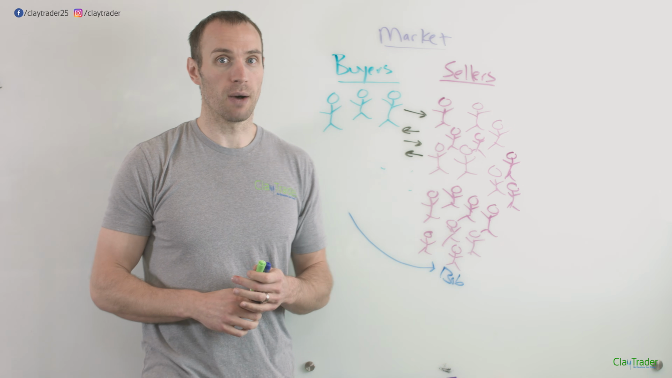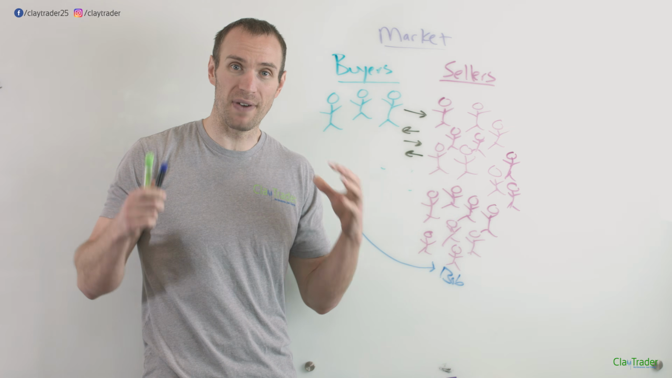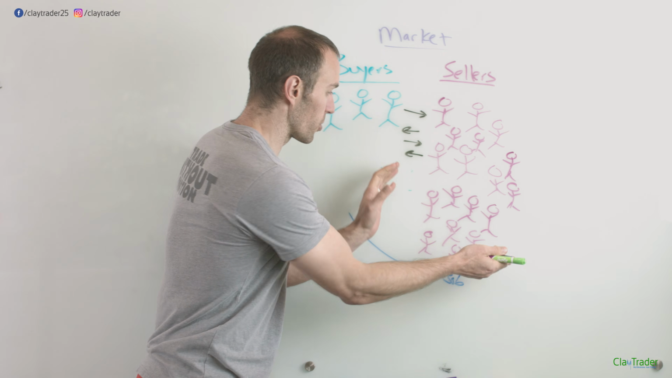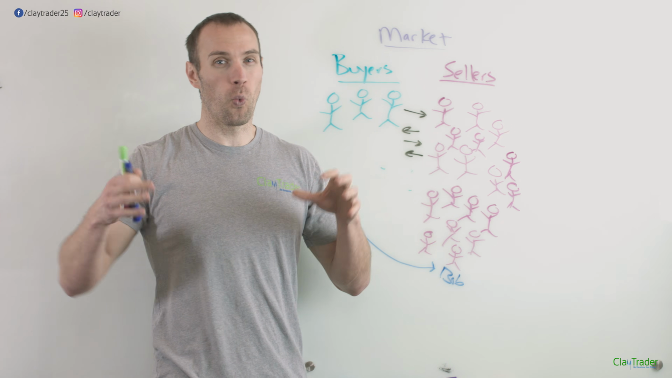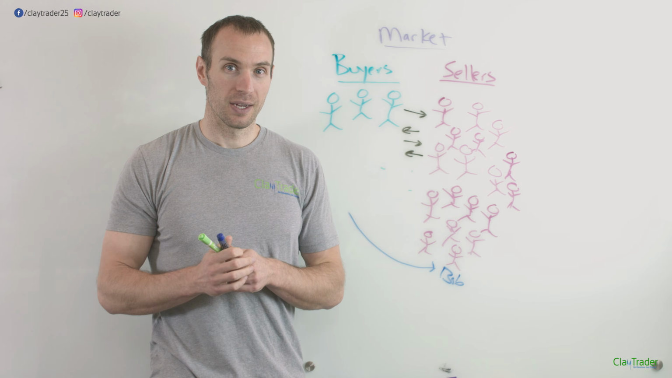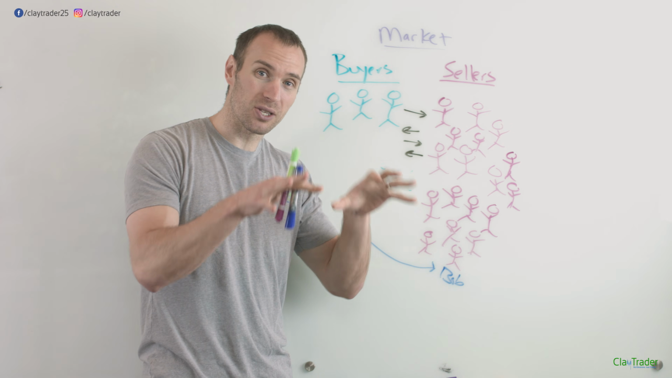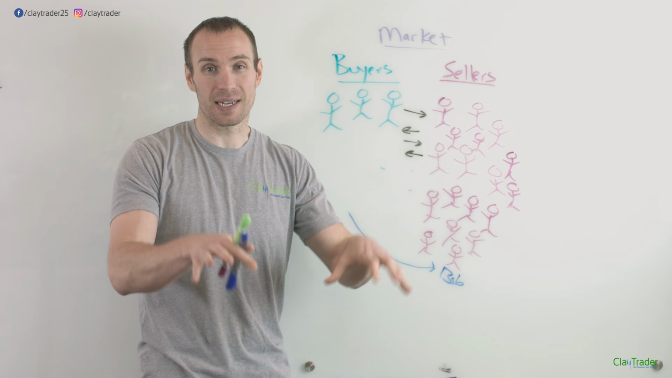So that is how a crash happens. It starts with some sort of event that brings a whole bunch of sellers to the market. And when there's way more sellers than there are buyers, that's just going to cause prices to start to go down. And then when prices start to go down, that's where panic sets in.